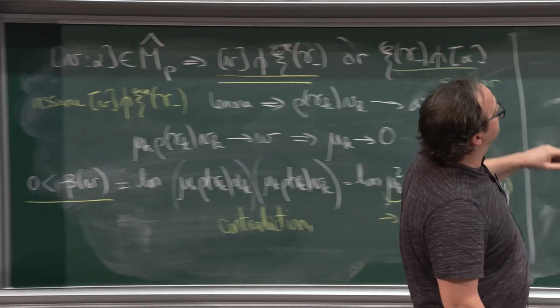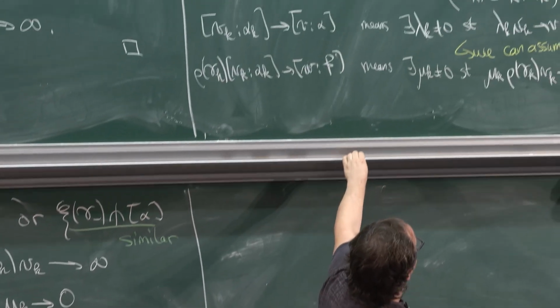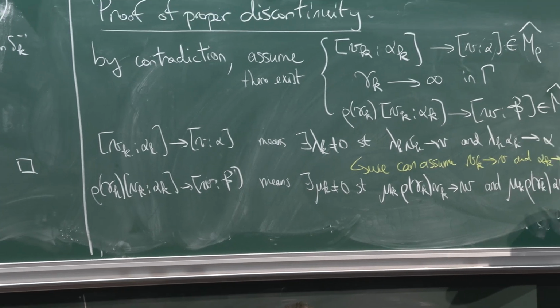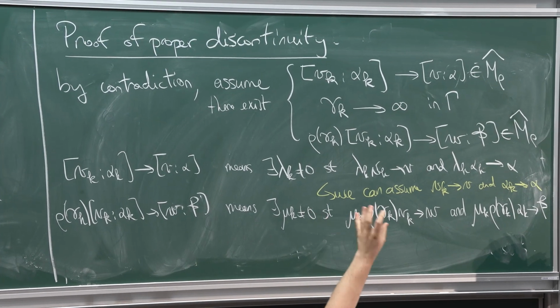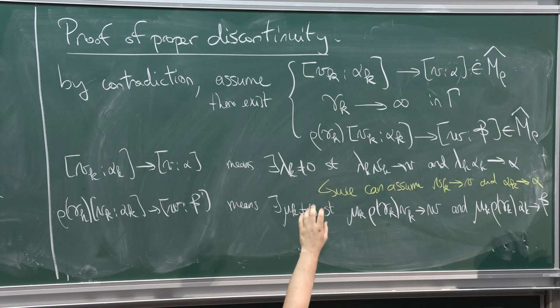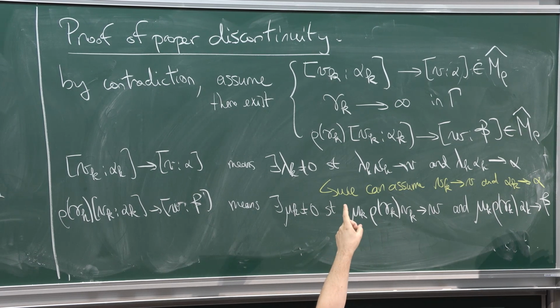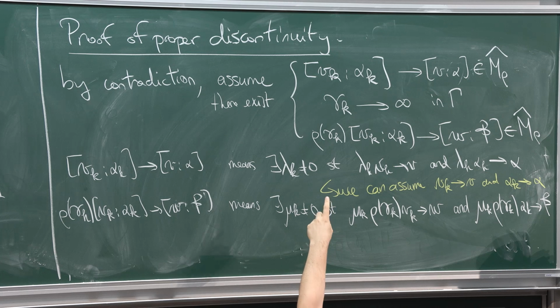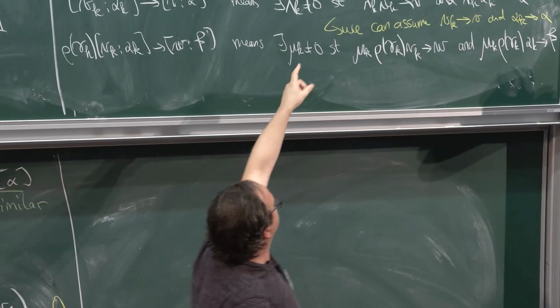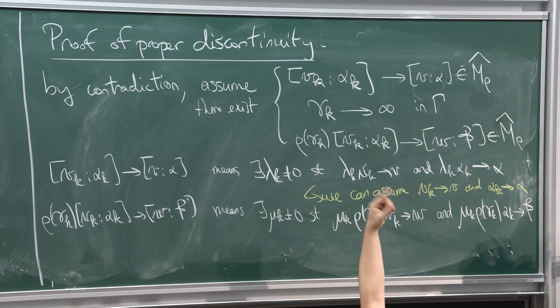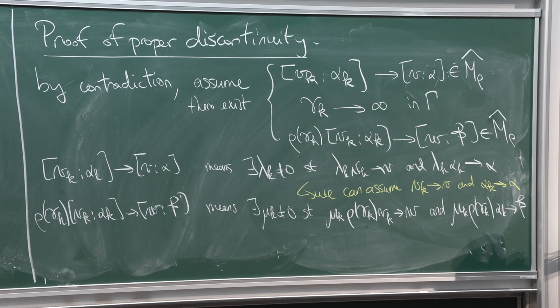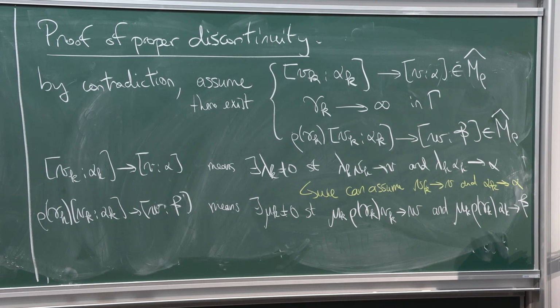Yeah, so proper discontinuity, if you write it with sequences, tells you that if you have a converging sequence in the space and a diverging sequence in the group, then the diverging sequence in the group acting on the converging sequence in the space will have to go to infinity in the space. I see. Yeah. And now it's like, if it doesn't go to infinity, then you can extract a subsequence such that it will also converge. Yeah, I'm using this extra step, I guess. Yeah.